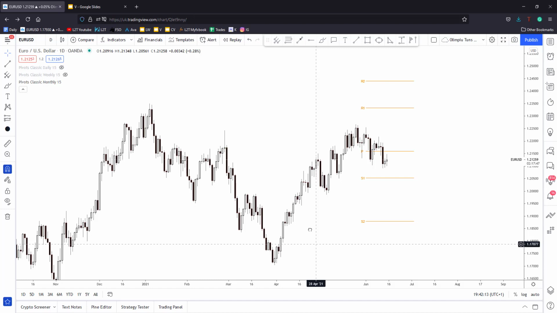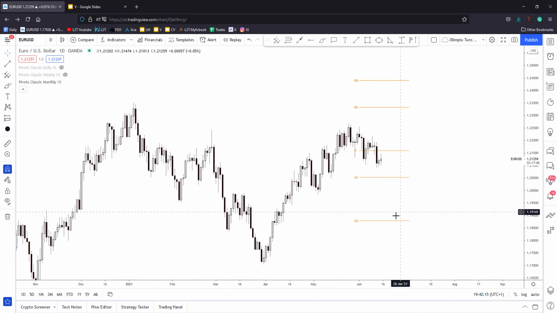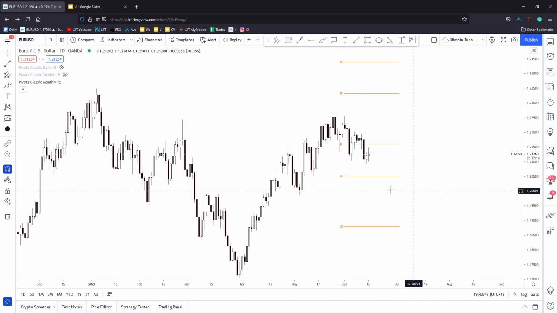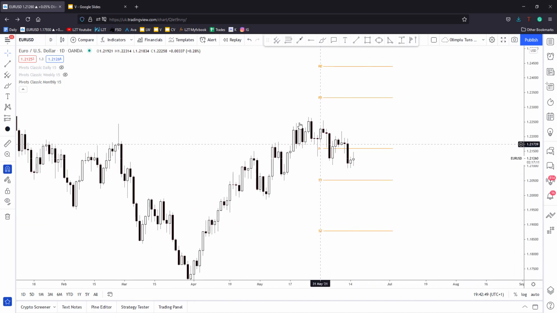So here on the daily chart we have the monthly pivot points. This is the monthly pivot point here on the daily chart, and on the 4-hour chart I will use the weekly, maybe also on the 1 hour I will use the weekly pivot points, and for scalping, maybe 30 minutes, 15 minutes, I will use the daily pivot points.